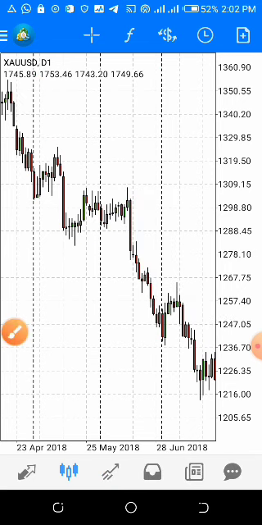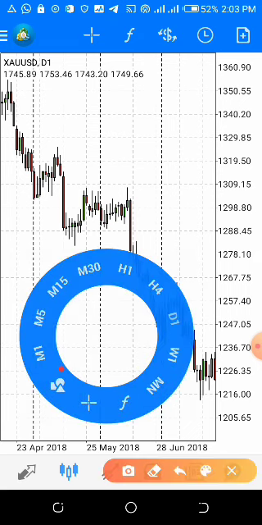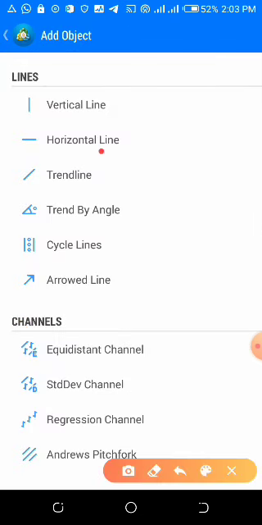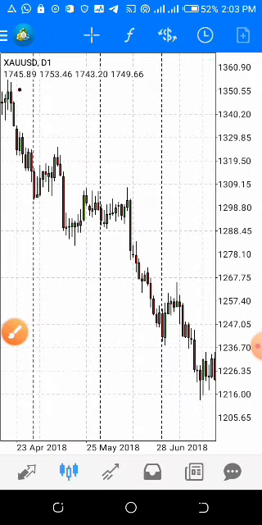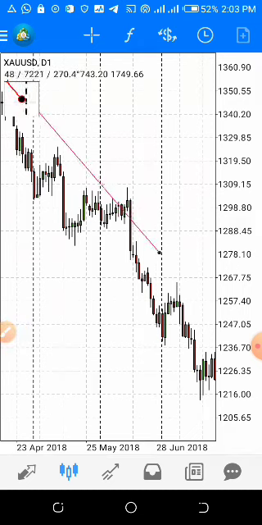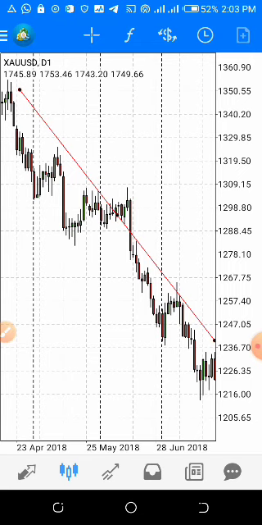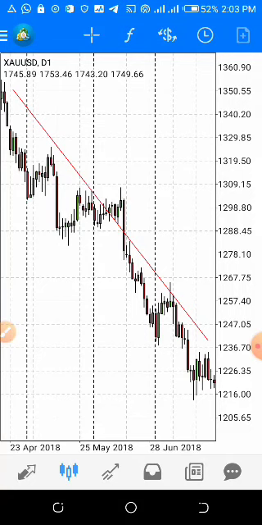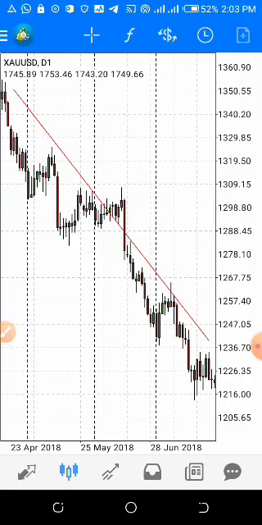To draw your dynamic support and resistance line, you need a tool called the trend line. To get the tool, click on your MT4 and this circle icon will come up. Click on this icon right there, and then you see this interface. Locate your trend line and click on it. Once you click on your trend line and drag it downwards, you have successfully drawn your trend line.